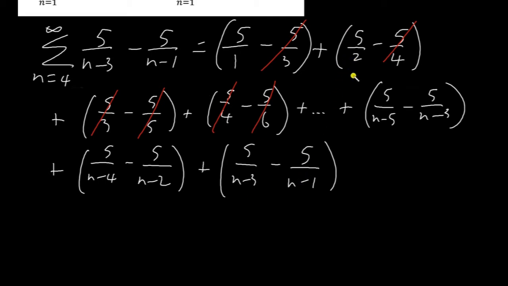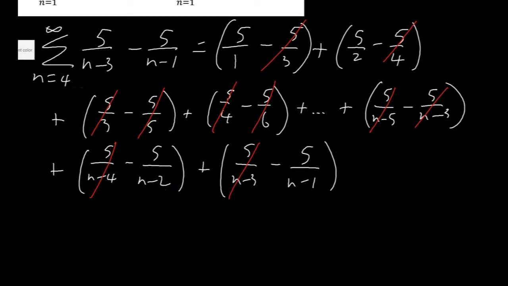Now what about the ending? This is going to cancel with something previous. This n minus 3 is going to cancel with this n minus 3, and then this n minus 4 is going to cancel with the n minus 4 that came previously. And then we are left with the n minus 2 and the n minus 1.